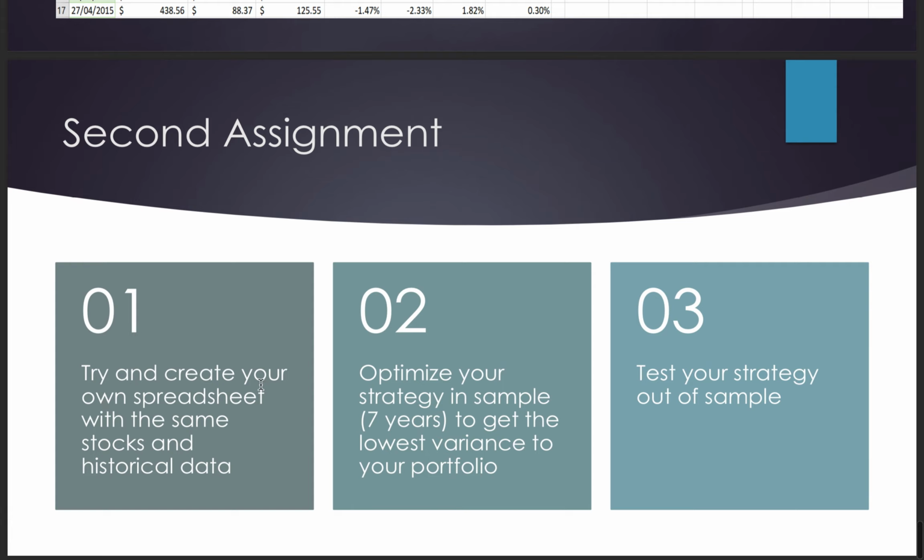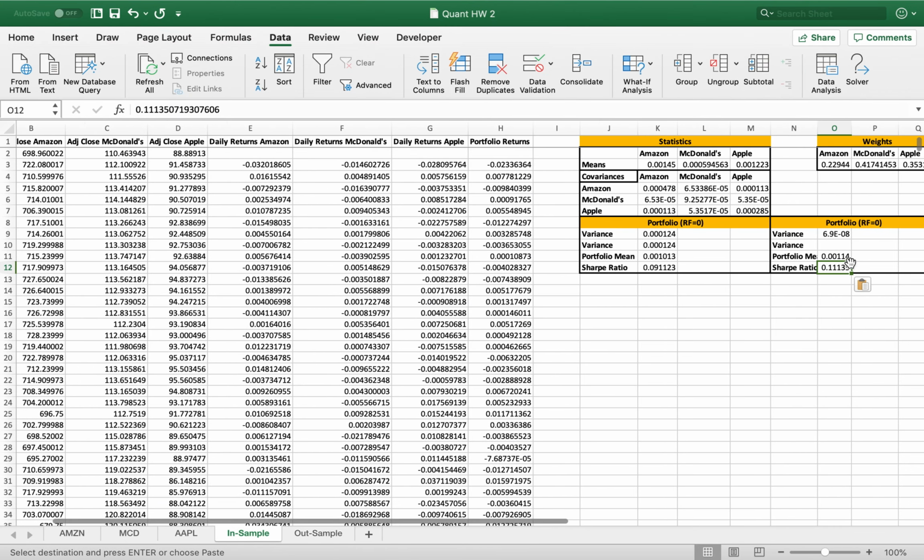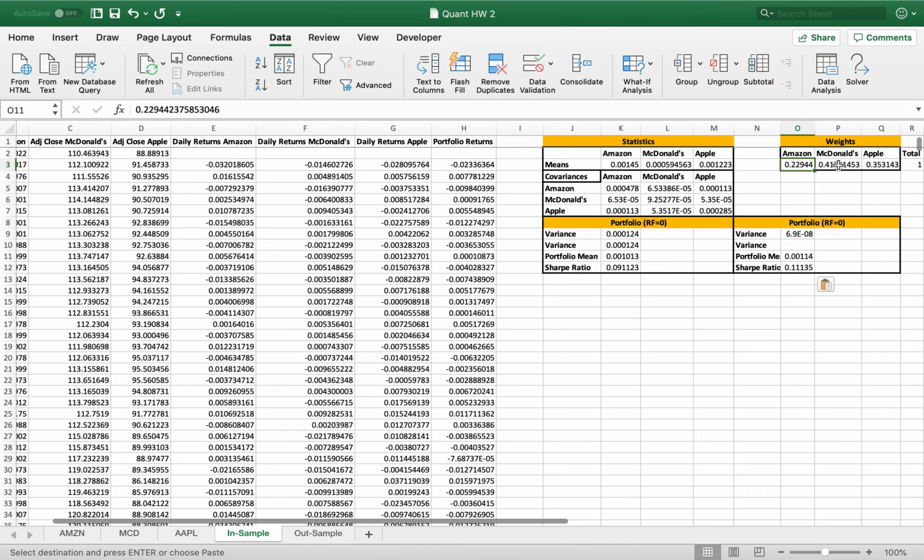So let's look at his instructions. Create your own spreadsheet, we did. Optimize our strategy in sample, we did. And test our strategy out of sample, we tested it, and we got that we would want to use the strategy of these weights because we got a very good Sharpe ratio compared to what we had, and we got a better mean than what we had.